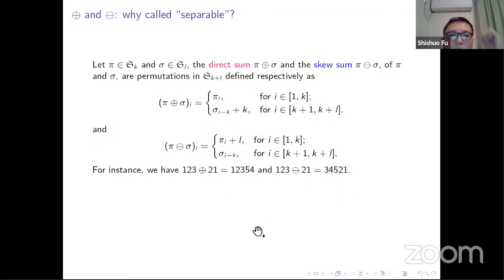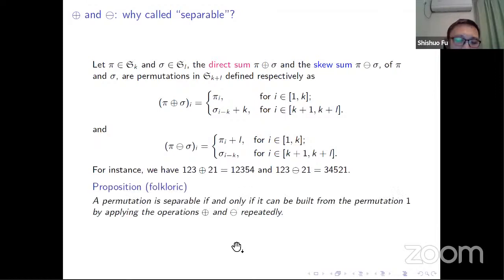So using these two operations, we can generate from 1, the permutation of length 1, as the starting atom, and these two operations, direct sum and skew sum, we can generate all the separable permutations. Actually, that's another equivalent way to define separable permutations. In other words, separable permutations are exactly those that can be built from permutation 1 by applying these operations repeatedly.